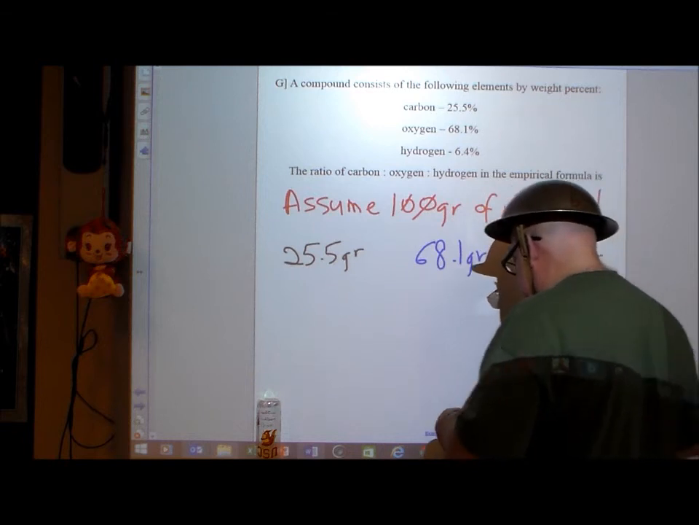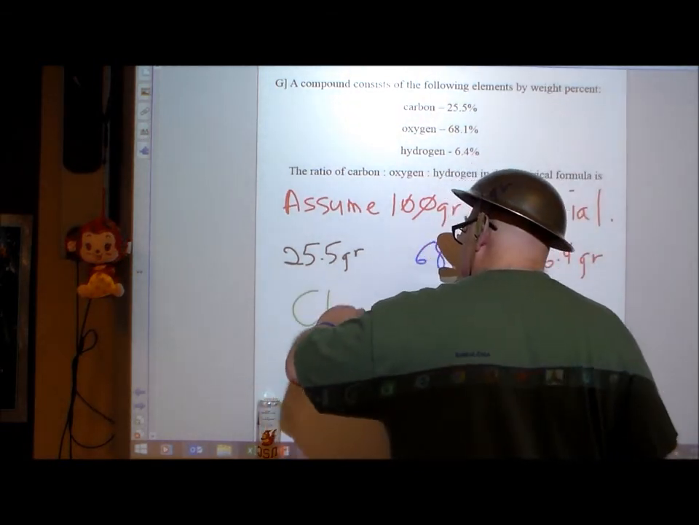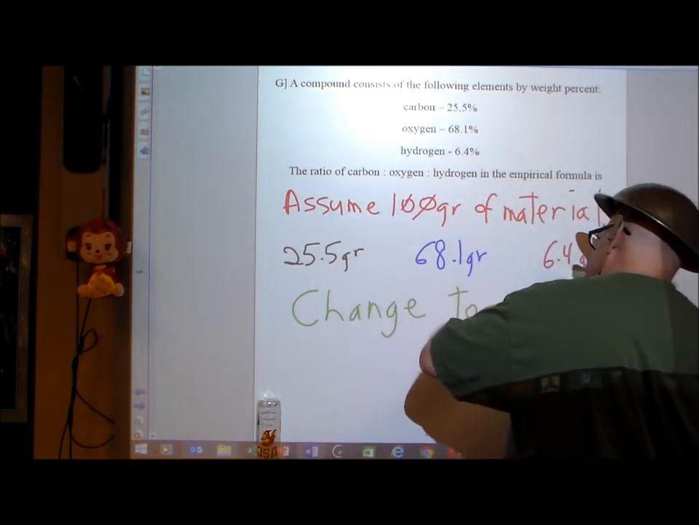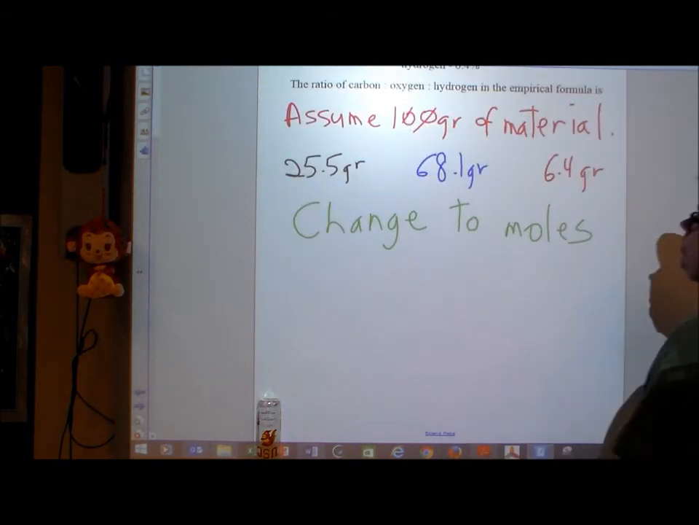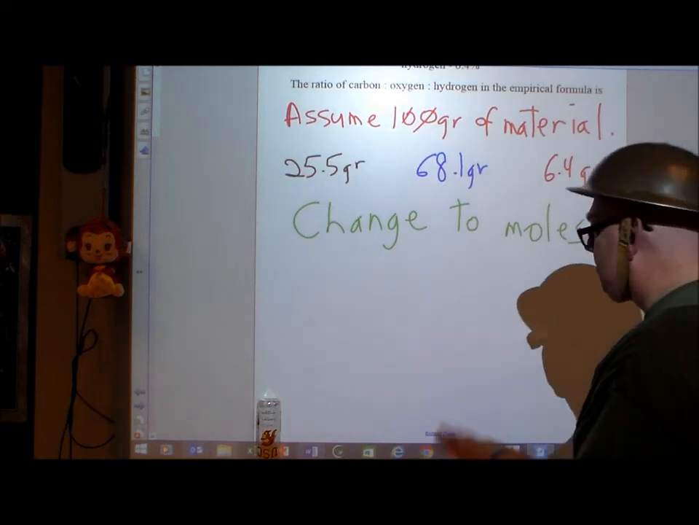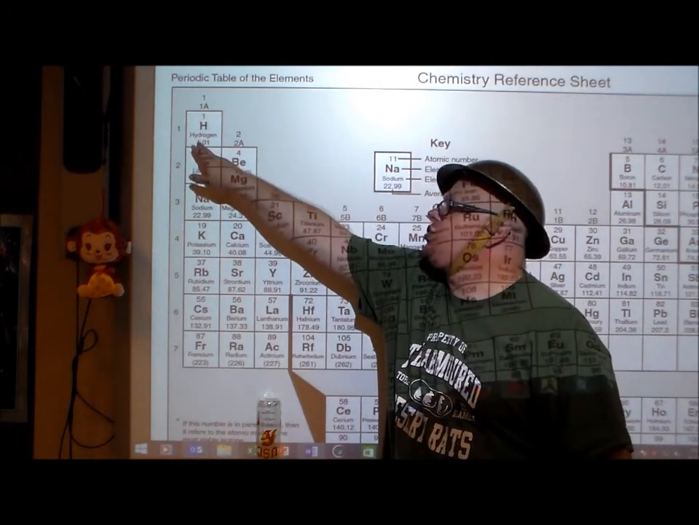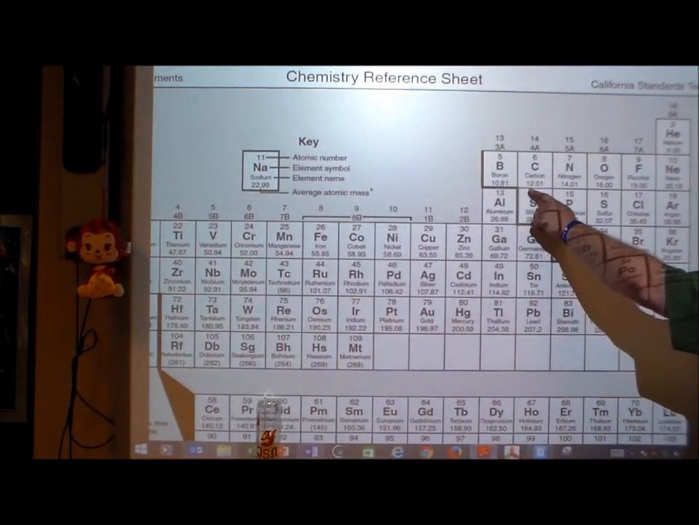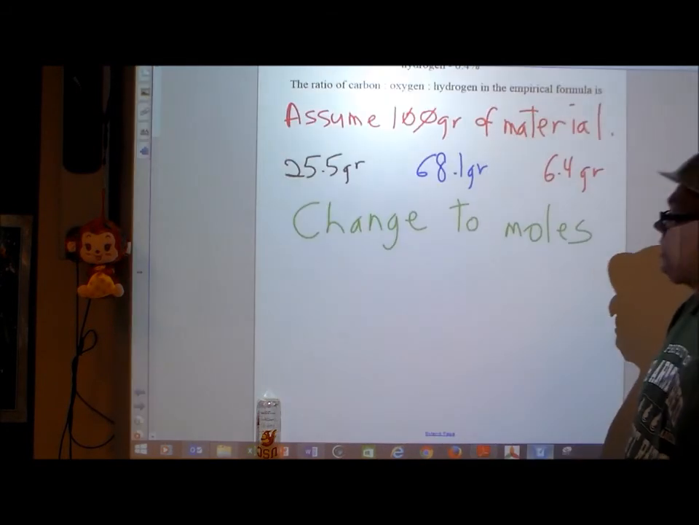See, that's the idea. So let's look at this. I'm going to change these to moles. So our second step, we're going to change to moles. That's what we're going to do. We're going to change it to moles, ladies and gentlemen. And again, we go back to our friend, the periodic table. We can look at hydrogen, 1.01. We can look at carbon, 12.01, and oxygen, 16.0.